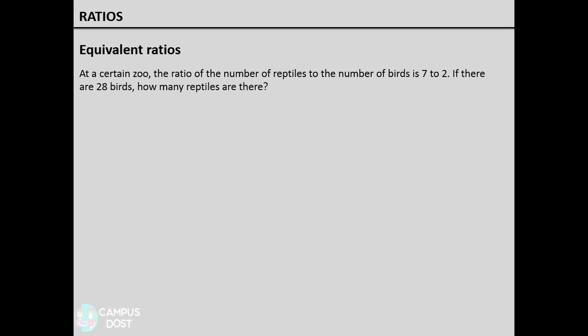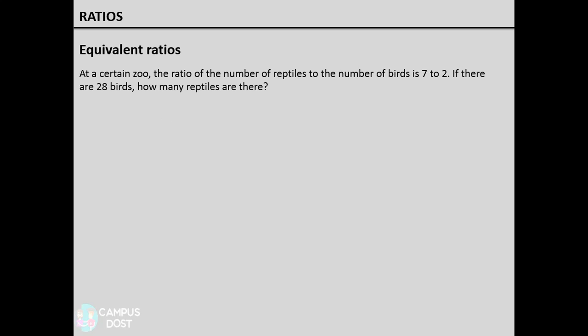Alright, let's tackle a word question involving equivalent ratios. Here, we are told that at a certain zoo, the ratio of the number of reptiles to the number of birds is 7 to 2. There are 28 birds and we must find the number of reptiles. Now this question happened to feature the word ratio, so we know it's a ratio question. However, we also know it's a ratio question because we can rephrase the information to read: for every 7 reptiles, there are 2 birds.